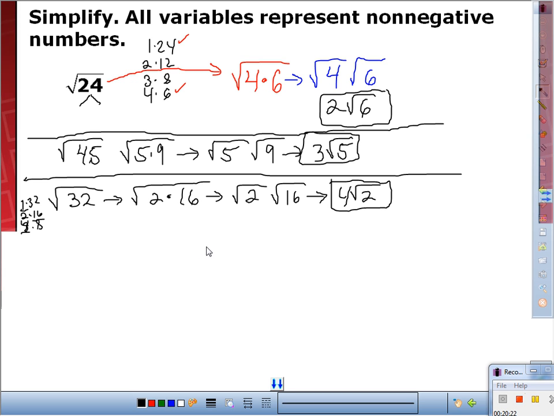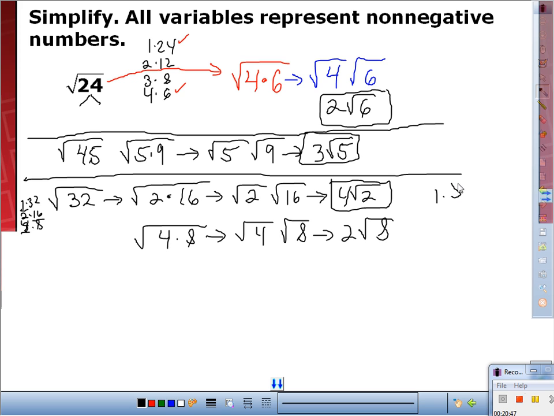Now, some of you did this. Right away you saw the 4, and you did this. Square root of 4 times 8. Is that correct? And then all of a sudden you did this. Square root of 4, square root of 8. And you said square root of 4 is 2, and we're left with square root of 8. However, can't we factor 8 out where one of the factors of 8 is a perfect square?